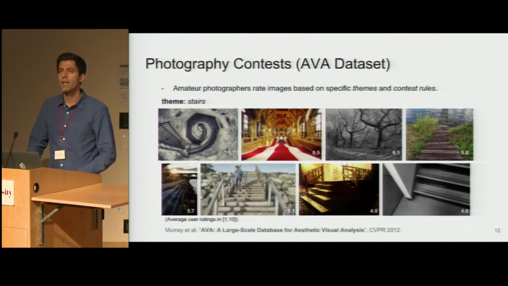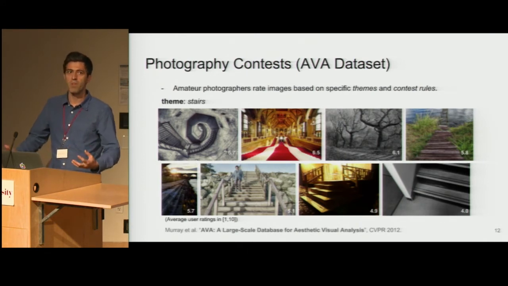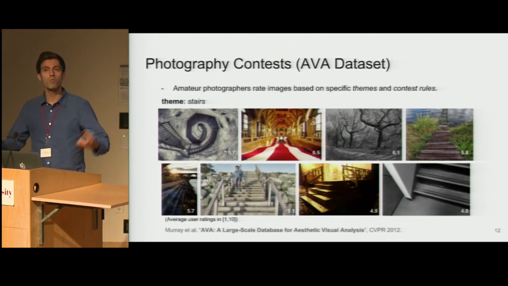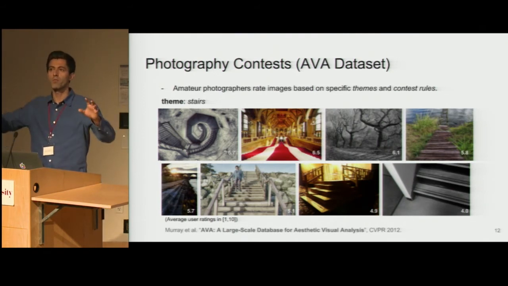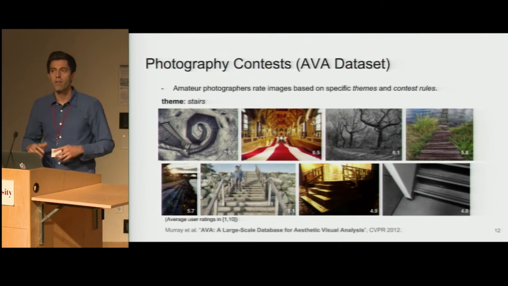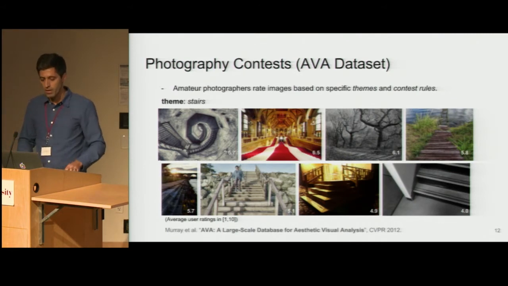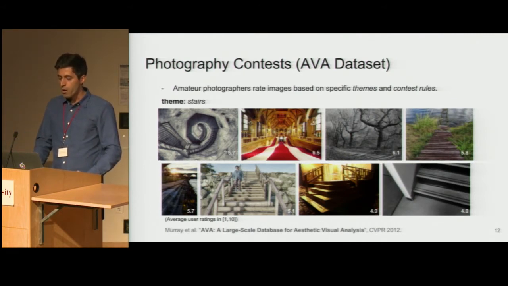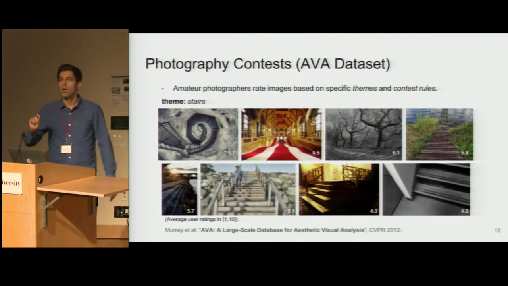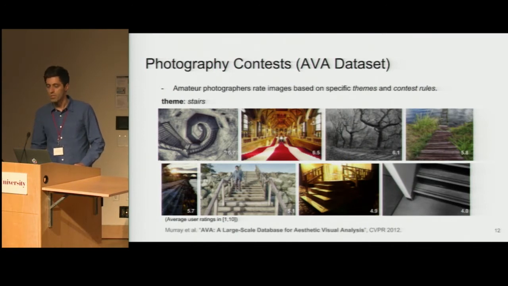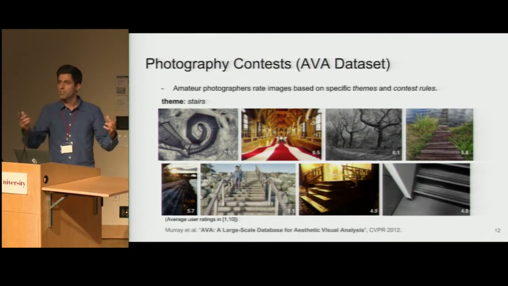The way this data was collected was through online photography contests. Each contest has a theme and some rules. People take photos, upload them, and then rate each other's photos. At the end of the day, we have data, photos with a histogram of ratings attached to each of them. The example I show you here are the mean of these scores for each image for one of these contests. The theme for this contest was simply stairs. People went out and took pictures of stairs.